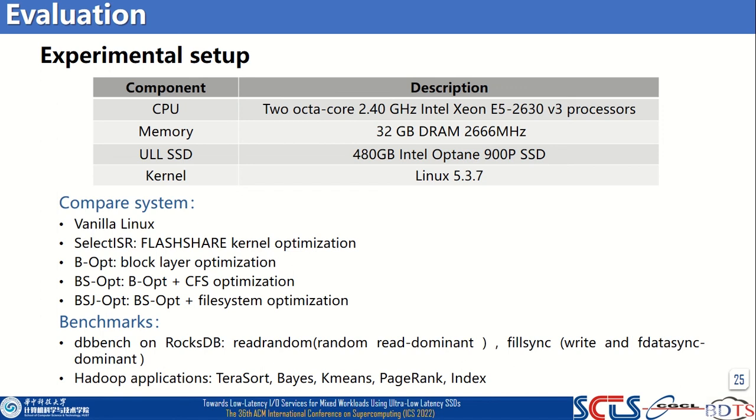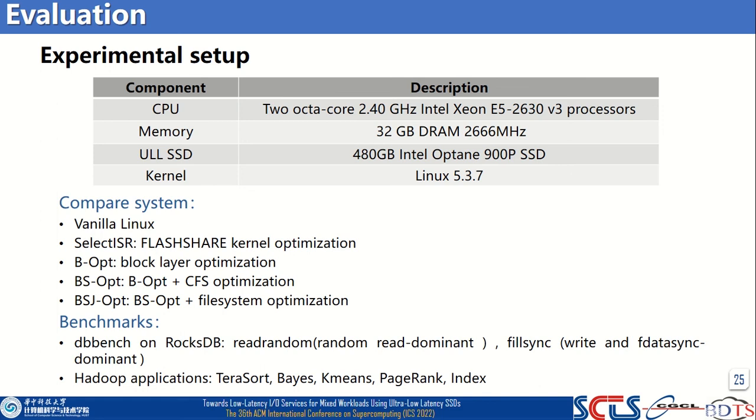BOPT includes the block layer optimization. On the basis of BOPT, BSOPT adds CFS optimization. On the basis of BSOPT, BSGOPT adds file system optimization.